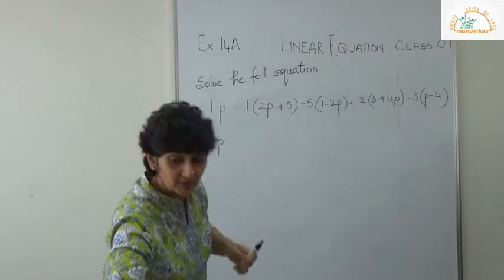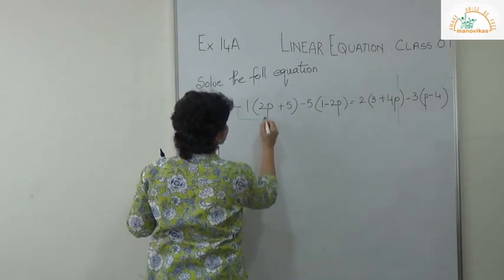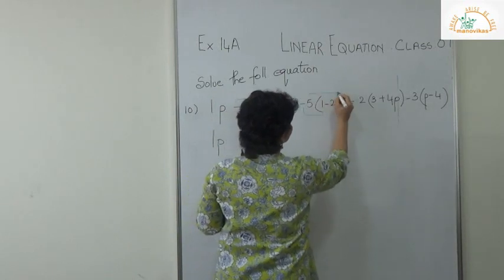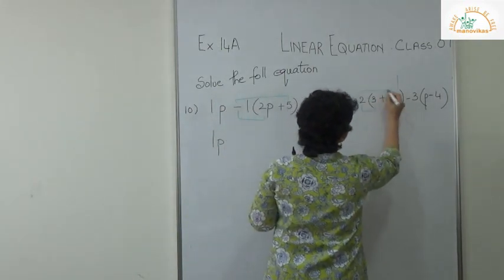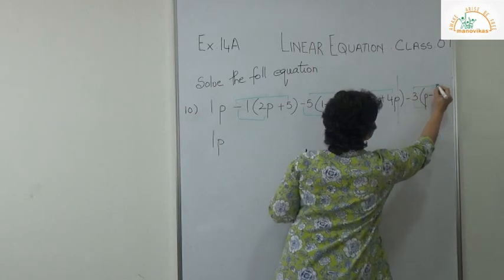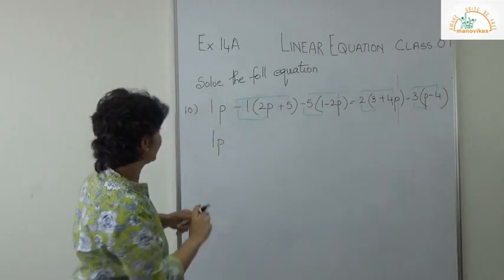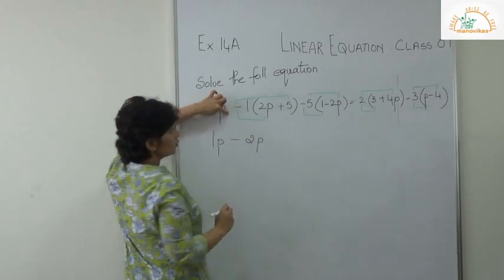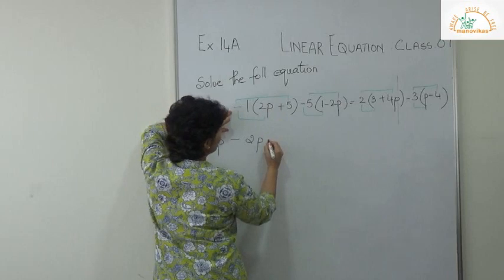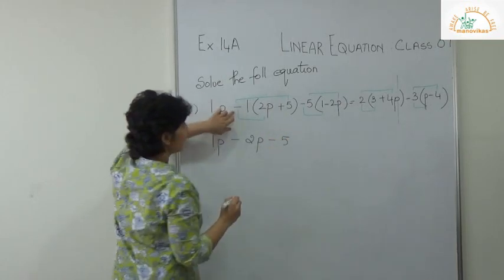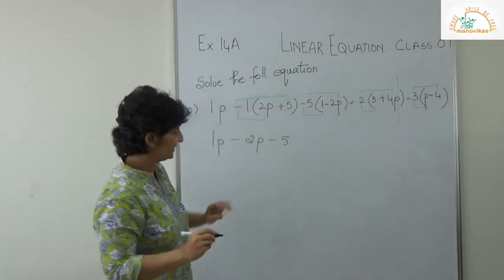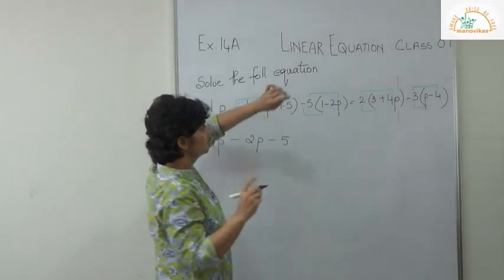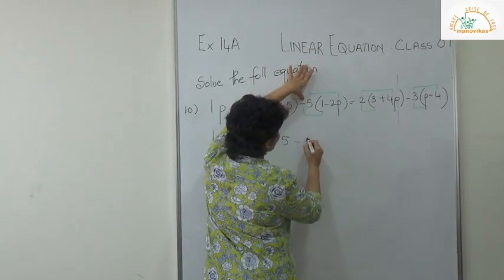So I get, please be careful when you have a negative sign. Alright, and now let's do it. So I have 1p minus 1 into 2 gives me 2p. Minus and plus gives me minus 5. Correct? 5 ones are 5 and minus. Again I have negative, minus sign. So whenever you have minus, please be alert. So this will be minus 5.